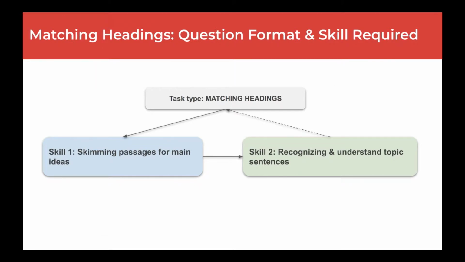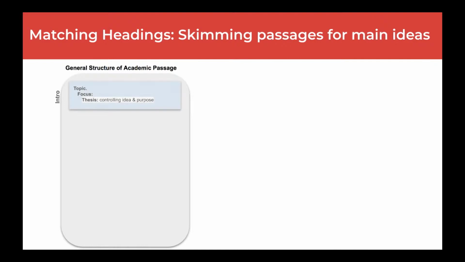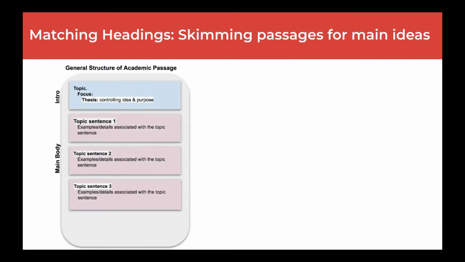To be able to skim passages for main ideas and understand topic sentences, we first need to familiarize ourselves with, or review, the typical structure of academic passages. In general, reading passages begin with an introductory paragraph. Then we have the main body that develops in detail the topic introduced in the introduction, and we have several paragraphs within the main body, and then there is always a conclusion that sums up what has been covered in the main body.